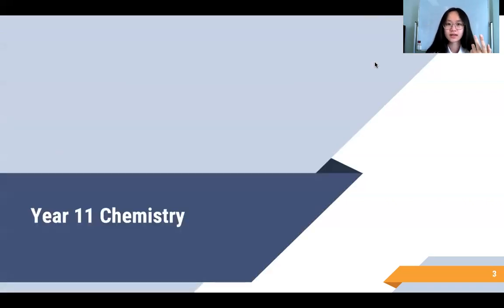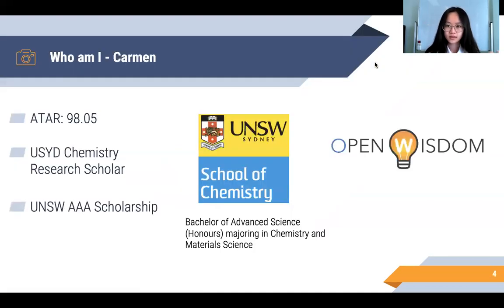Okay, so I'm the one presenting Year 11 chemistry. What I'll be going through, as mentioned before, is just the contents. Maybe some of you have known me if you're my student, but essentially, I study at UNSW. I do a Bachelor of Advanced Science honors, and I major in chemistry and material science. This is my ATAR, but anyways, I received a UNSW AAA scholarship. That's just a scholarship you get at UNSW for a mark you get. And I'm also a research scholar at UNSW in the chemistry department.